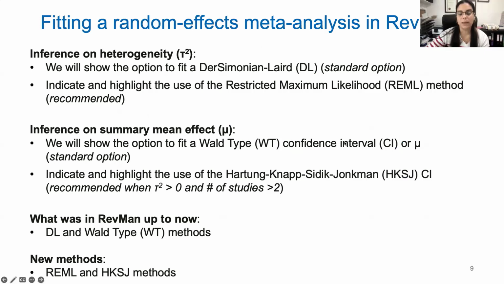So in the next few slides, we will show how we can fit the standard options existed up to now. And these are the DerSimonian and Laird for estimating heterogeneity and the Wald type method for obtaining a confidence interval for the summary effect. And then we will also show how we can apply the new and recommended methods, which are restricted maximum likelihood to estimate heterogeneity, and the Hartung-Knapp-Sidik-Jonkman method to calculate a confidence interval for the summary effect. So later in the presentation, we will also present how we can obtain prediction intervals, and Joe will talk a little bit further about this and what we need to write in the protocol.